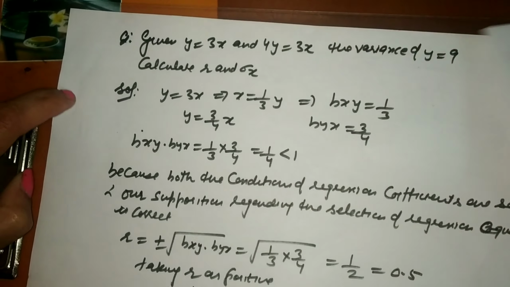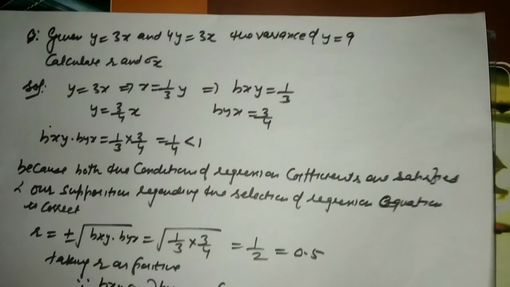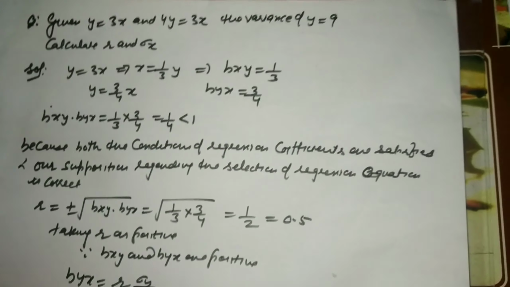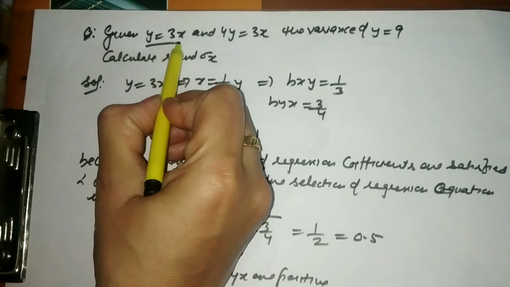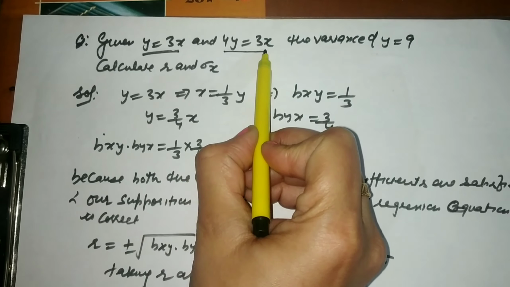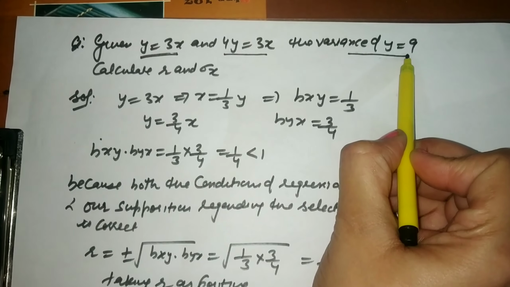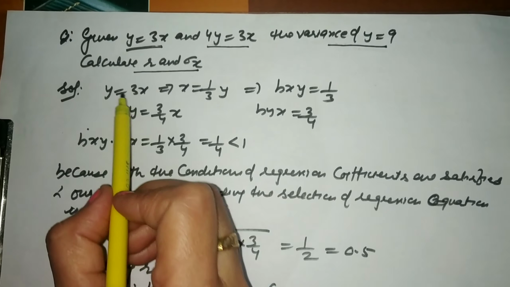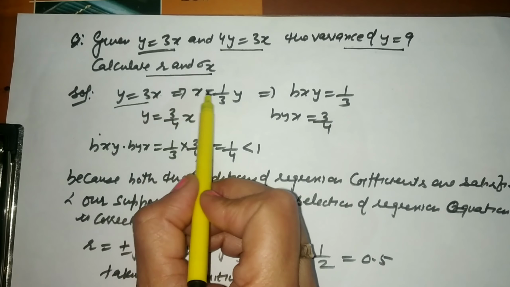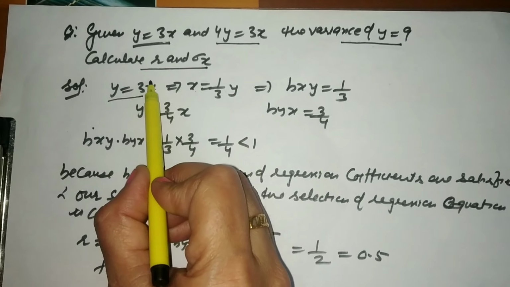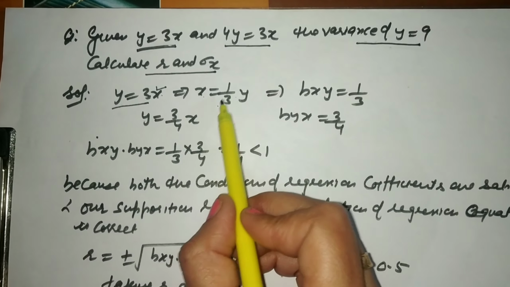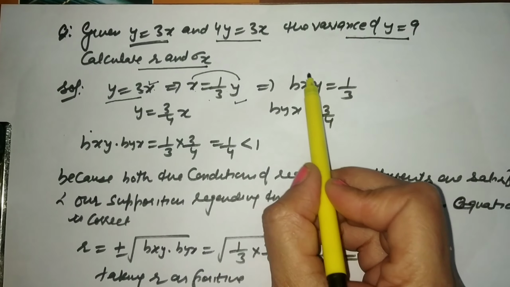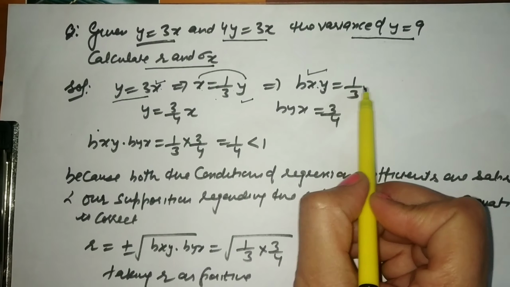Now I will discuss the second illustration. The question is given y is equal to 3x and 4y is equal to 3x. The variance of y is equal to 9. Calculate r and standard deviation of x. Simple, given y is equal to 3x. So I have converted x in the form of y. I kept x like this, divided by 3, so I got x is equal to 1/3 y. So x in the form of y has come, so what will the regression coefficient be? bxy is equal to 1/3.